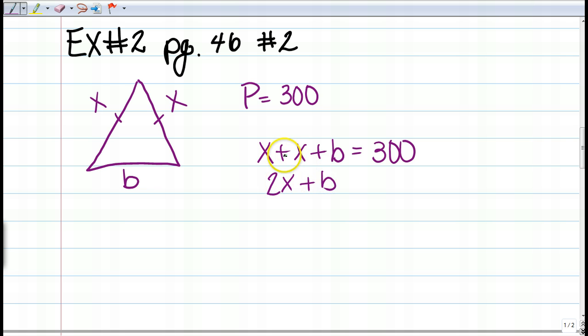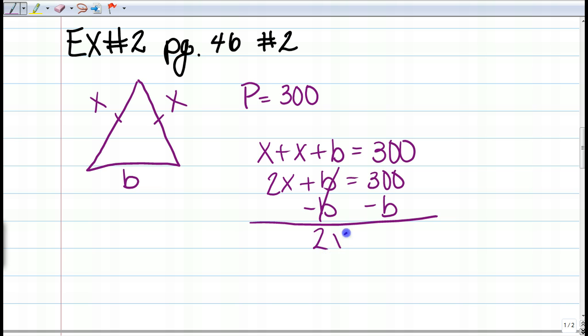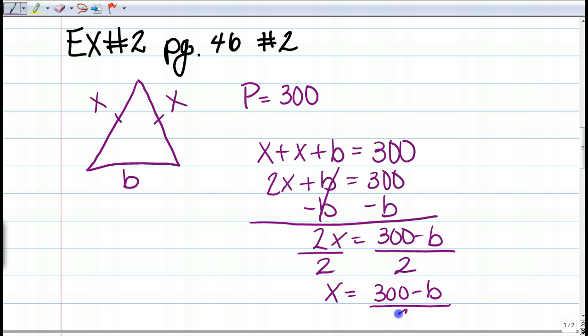I'm going to add those two X's together and solve for X so that I can find what my leg equals. So I simplified. I got 2X. Got to get X by itself, because again, the question was how long is each leg? So I have 2X equals 300 minus B. Divide by 2 to get X by itself. And I have X equals (300 minus B) divided by 2.